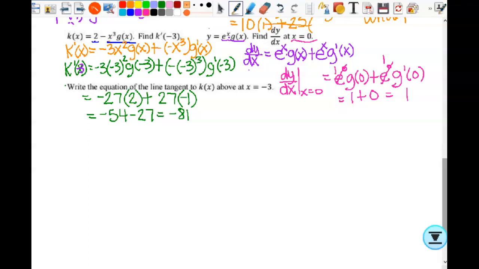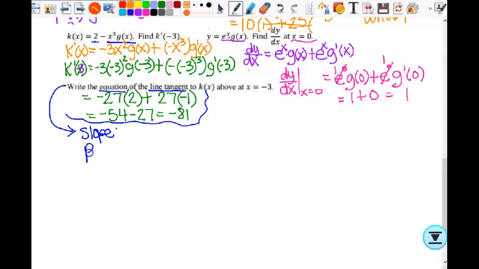All right. So then let's look at this one. Hopefully you still have some room to write, right? It says, write the equation of the line tangent to k of x above at x equals negative 3. All right, so as soon as I see equation of the line tangent, I need to write down that I need a slope and I need a point. Or a point and a slope. I usually write point first. Don't ask me why I wrote slope first.